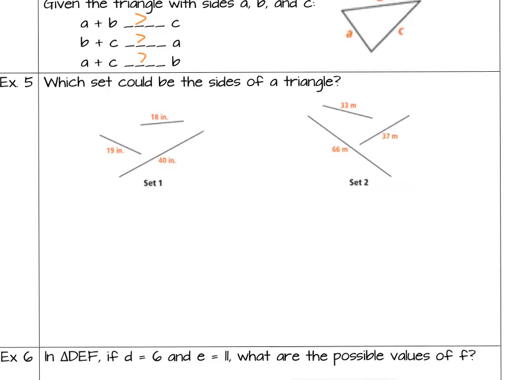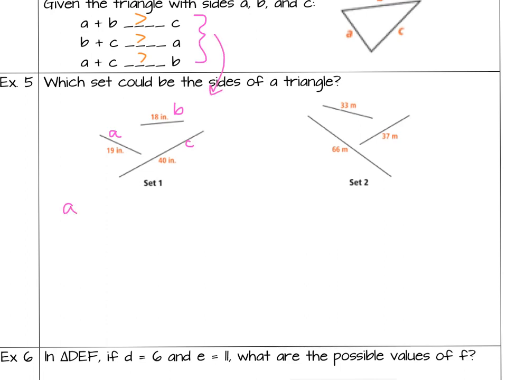Example 5. Which set could be the sides of a triangle? Set 1 has side lengths 18, 19, and 40. I'm going to let side 19 be lowercase a, side 18 be lowercase b, and side 40 be lowercase c. And what I'm going to do is take these three situations and test them down below.